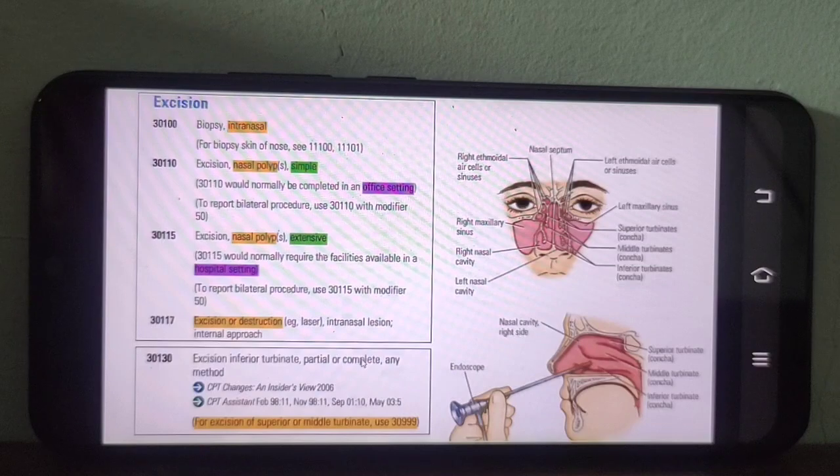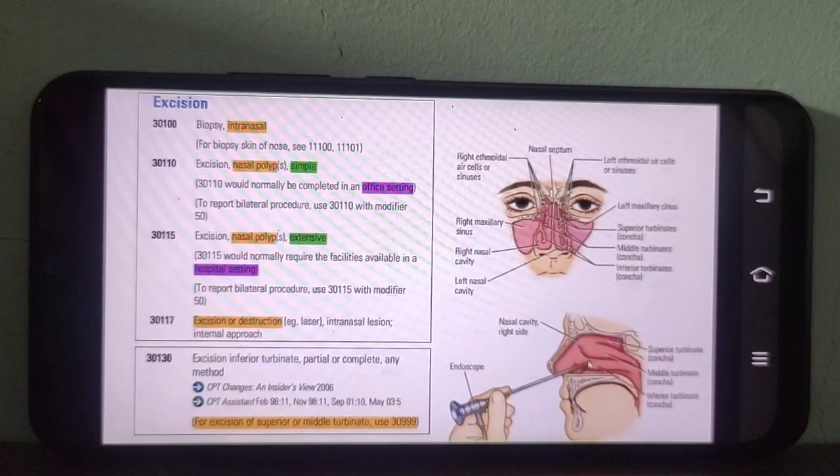Now, here the procedure is also excision. Excision means removal of the inferior turbinate. See that? This is the superior turbinate, middle turbinate and inferior turbinate. So removal of inferior turbinate, go for 30130. Whether it is partial or complete, whatever it is, removal of inferior turbinate is 30130.